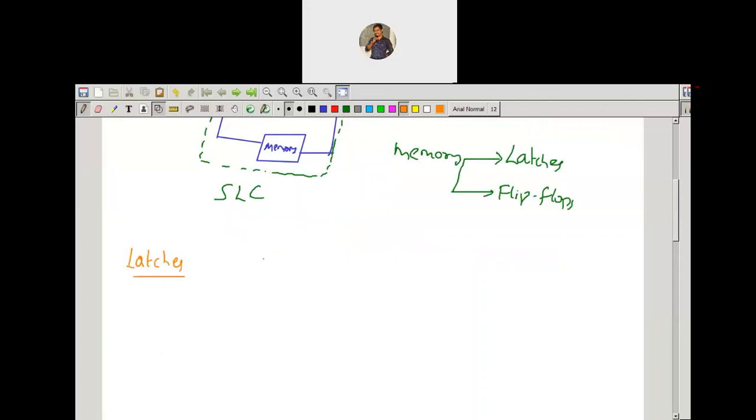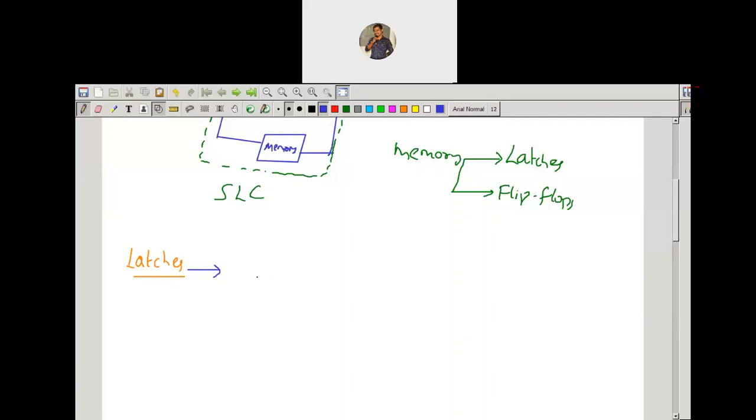So if I give the formal definition, a latch is an electronic logic circuit that is going to have two inputs and one output. Among these two inputs, one input is called a set input, and the other input is called a reset input. And it is going to store the 0 or 1.